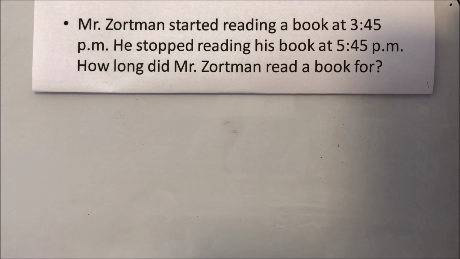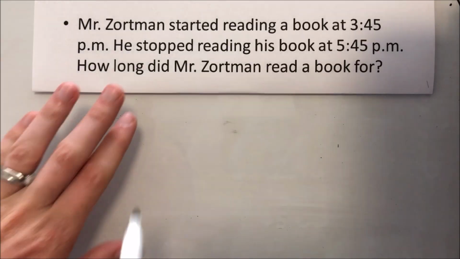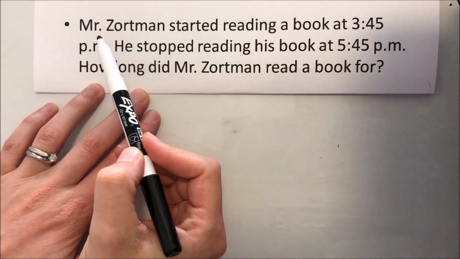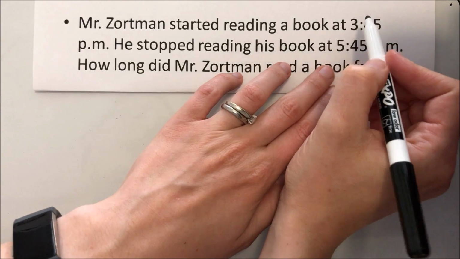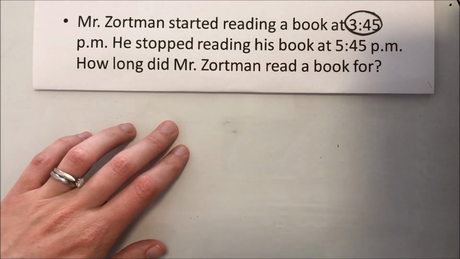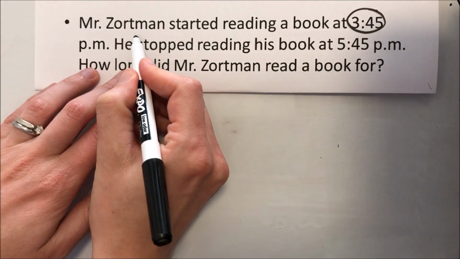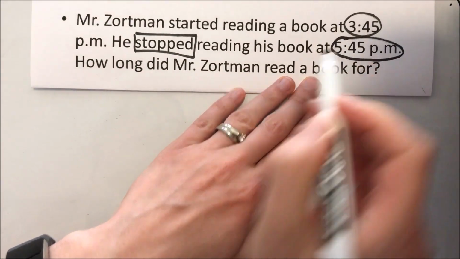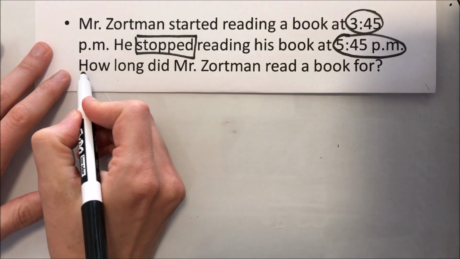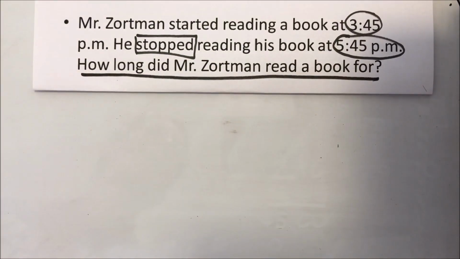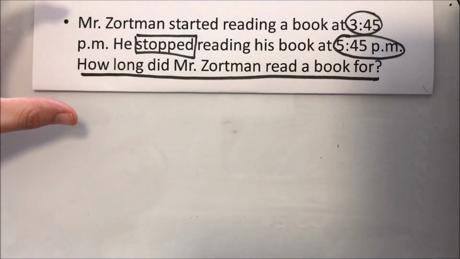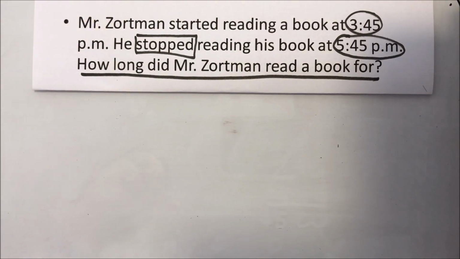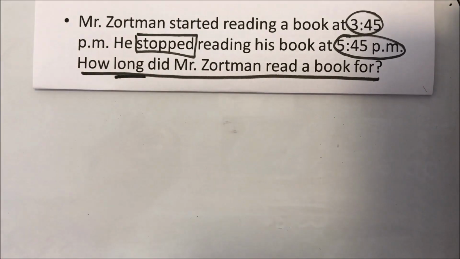Let's take a look at this first problem. As I'm reading the question, I'm going to be circling and boxing and underlining the most important parts of our question. So in this question it says, Mr. Zortman started reading a book at 3:45 p.m. He stopped reading his book at 5:45 p.m. How long did Mr. Zortman read a book for? In this paragraph, we're being asked for a period of time. How long did Mr. Zortman read?